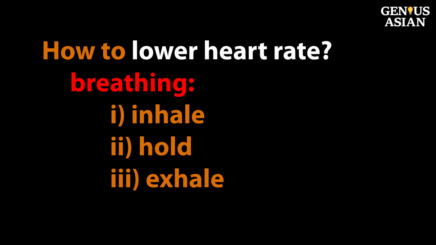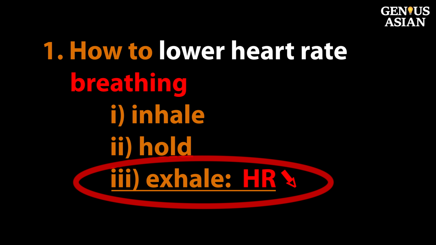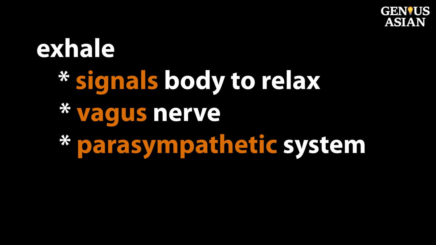Breathing practice is a natural way to do it. It consists of 3 actions: inhale, hold, and exhale. The exhale is the best way to lower the heart rate. The exhale stage lowers the heart rate because it activates the parasympathetic nervous system. When you exhale slowly and completely, it signals your body to relax. This triggers the vagus nerve, which is part of the parasympathetic system. The vagus nerve then slows down your heart rate and breathing.